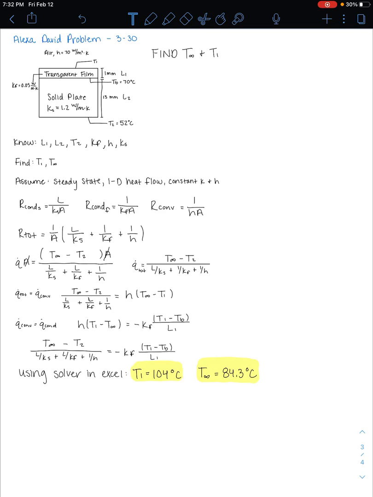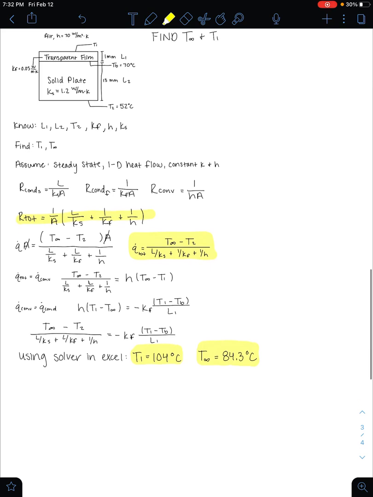And when I did this, I obtained the following R total. And I used R total to find the total amount of heat transfer. So that was just the total difference in the temperature divided by the total resistance, as shown here. And then I decided to set the total amount of heat transfer equal to the convection, and the convection term equal to the conduction term.